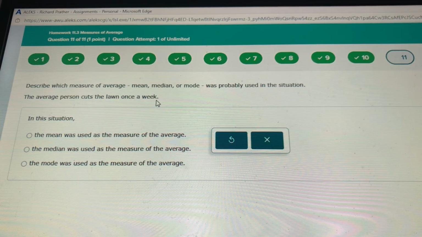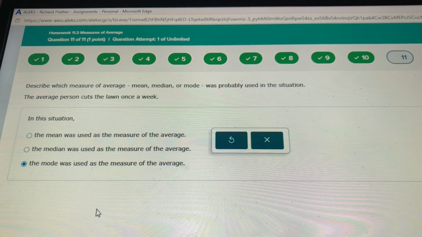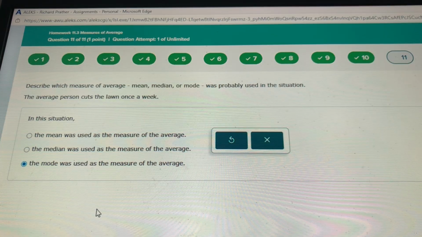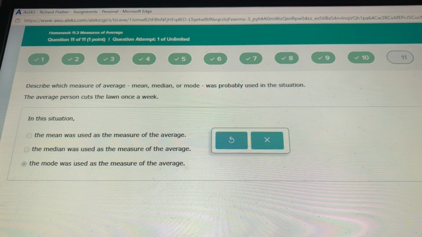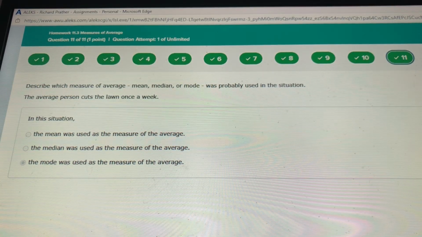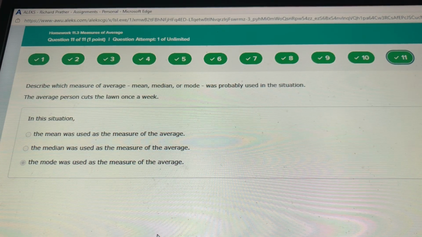I would say it was probably the mode, just because a lot of people do it the same. Everybody cuts their grass probably once a week, and I'm just getting many people to tell me that. Maybe some people are more exact, like every 5 days or every 10 days, but those are probably not very often happening. Once a week sounds like the most typical thing in the summertime when it's raining often. Okay, I was kind of guessing on that one, but that one was the mode, just because you're probably going to get a lot of people saying the same thing.